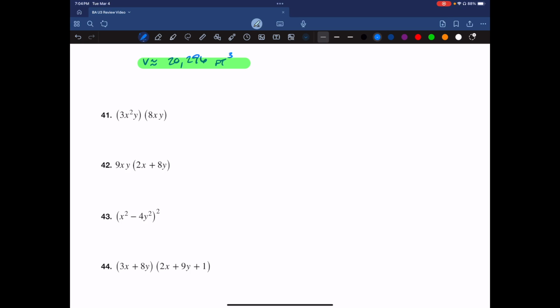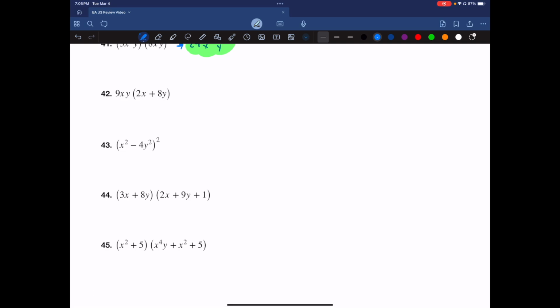Right, let's multiply a little more. On 41, you're just going to multiply 3 times 8, and you get 24. X squared times x is x cubed. Y times y is y squared. You simply ask yourself, how many x's do I have? How many y's do I have? Well, I have 2 x's in the first, 1 in the second, and I have 1 y in each parentheses. So how many y's do I have? 2. How many x's do I have? 3. And that's that.